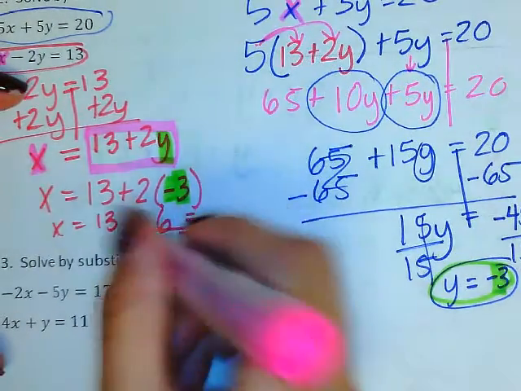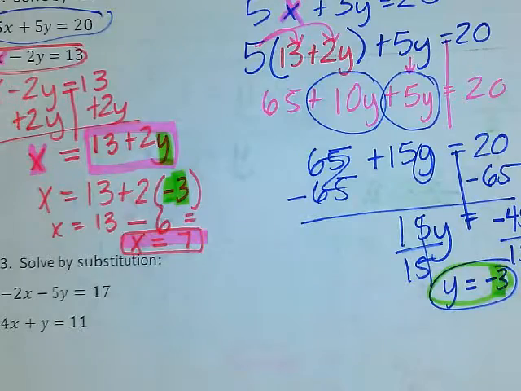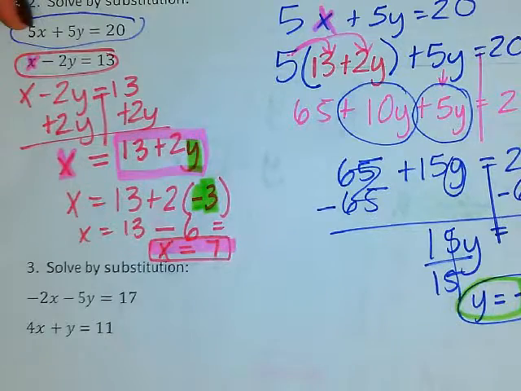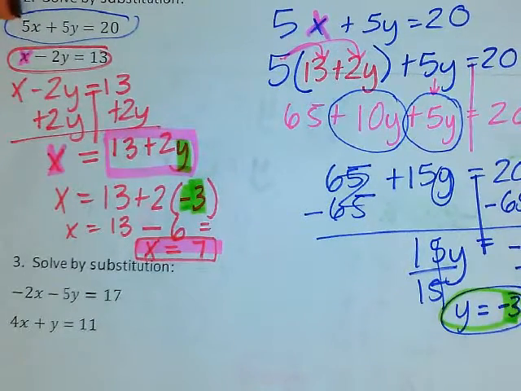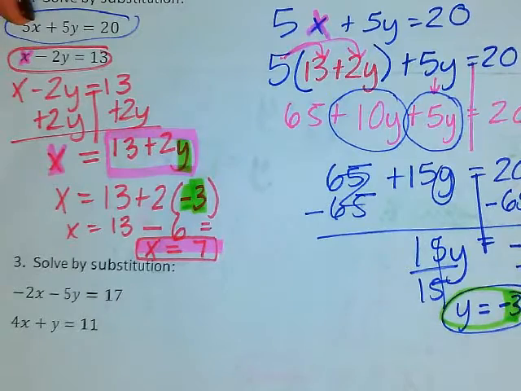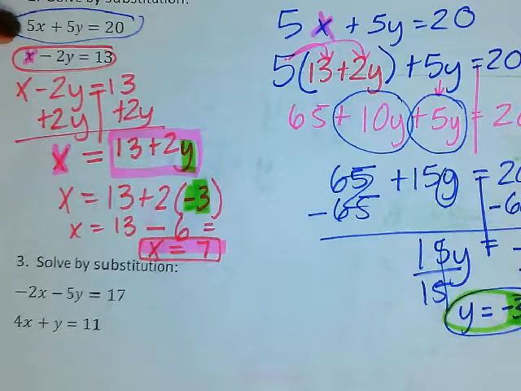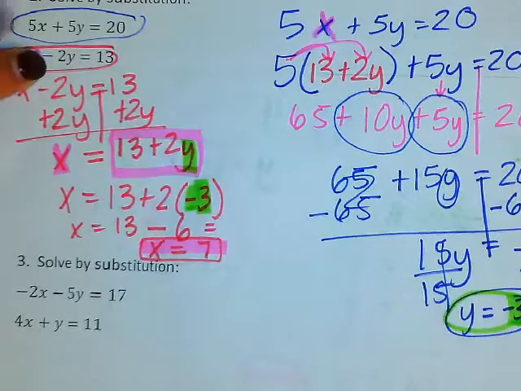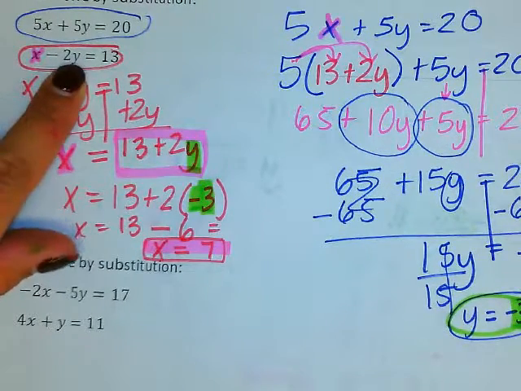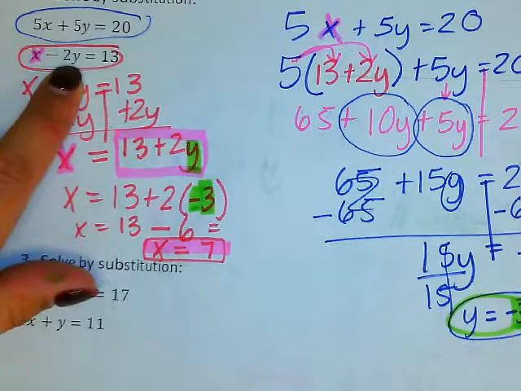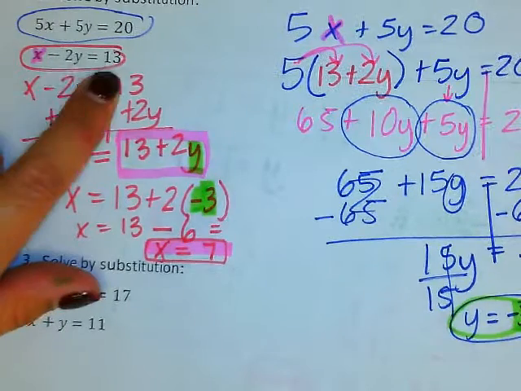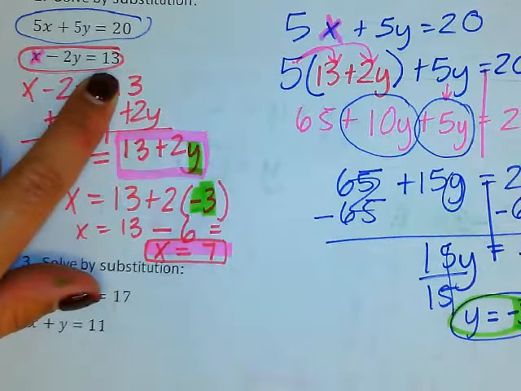And now your last step would be to put that in the calculator and verify if that is correct. If 5 times, we can take this one right here, 5 times 7 is 35, plus 5 times negative 3 is negative 15. 35 minus 15 equals 20, yes. Over here, 7 and negative 2 times negative 3 gives me positive 6. Okay, so does 5 plus 6 give me 13? Yes.